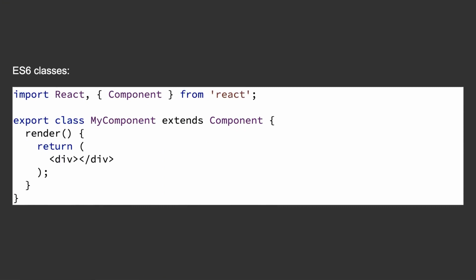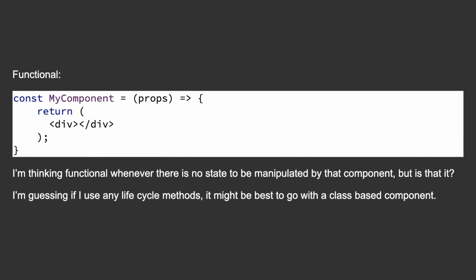ES6 classes: import React, { Component } from 'react'; export class MyComponent extends Component, render, return, div. Functional: const MyComponent = (props) => return, div.